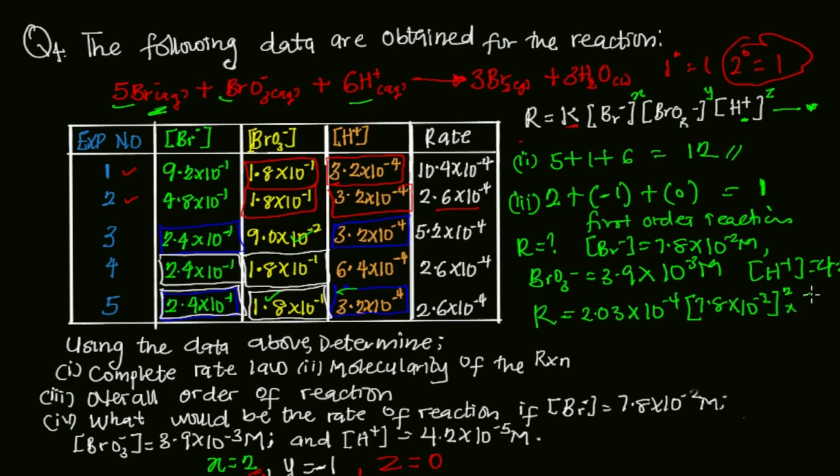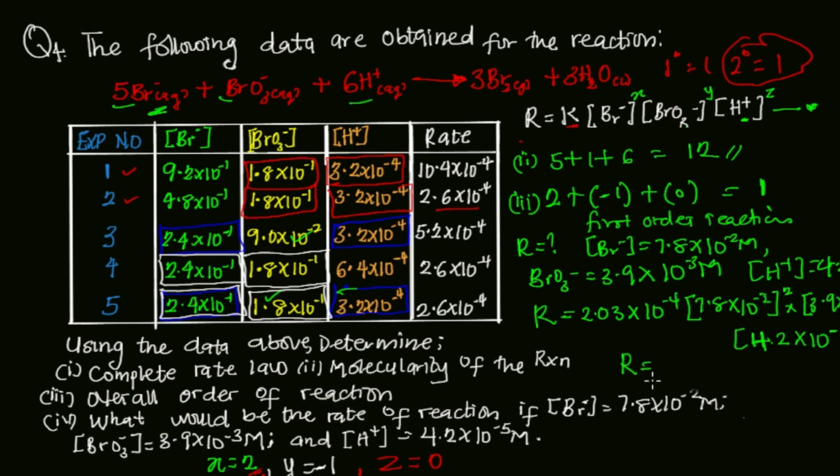Then multiply again by that of bromate ion, and that is simply 3.9 times 10 raised to power minus 3, and that's raised to the power of minus 1. And that of hydrogen ion that we are given is 4.2 multiplied by 10 raised to power minus 5, and it is raised to power of 0. So that's what we have. We can now simplify this expression further and solve it.